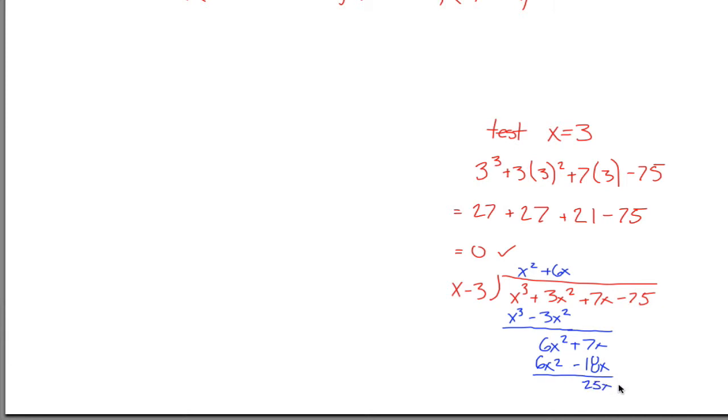If I want to get rid of 25x, put a 25 up top here, because 25 times x is, sure enough, 25x. And 25 times negative 3 is negative 75, which is nice because now when I divide, I get a 0, which won't print out because it's too far down, but I get no remainder.